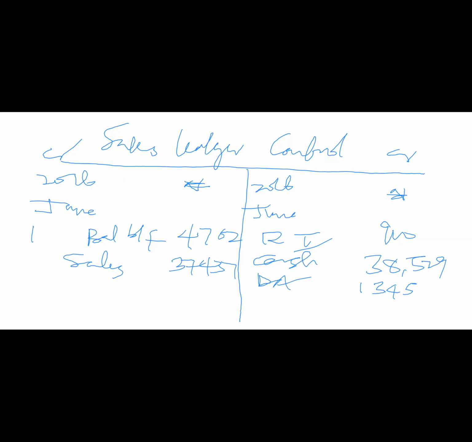Payment to supplier will not appear here. Then the next one is discounts received. We are not going to post it here. Then we have the irrecoverable debts. So irrecoverable debts will be posted to the what? To the credit side of the sales ledger account.